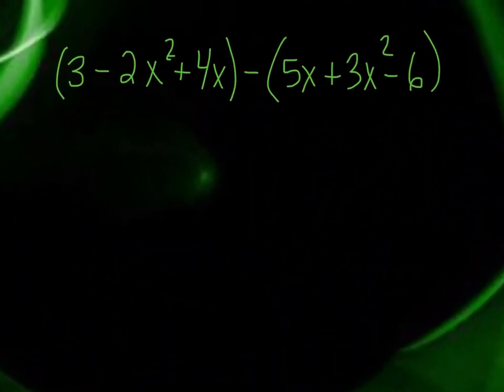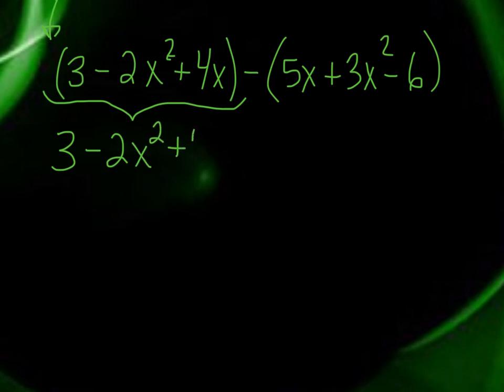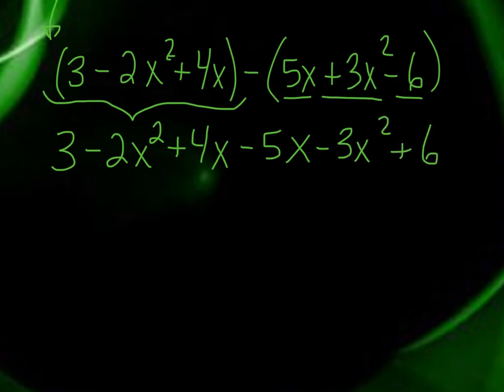Okay, so we've got 3 minus 2x squared plus 4x, minus, 5x plus 3x squared minus 6. So, the very first step we need to do is rewrite this problem without the brackets. Since our first polynomial here doesn't have a minus or a negative symbol in front of it, it's going to stay the same. So we've got 3 minus 2x squared plus 4x. Now this one is going to change. This 5x becomes minus 5x. This plus 3x squared is going to switch to minus 3x squared. And our minus 6 becomes plus 6.